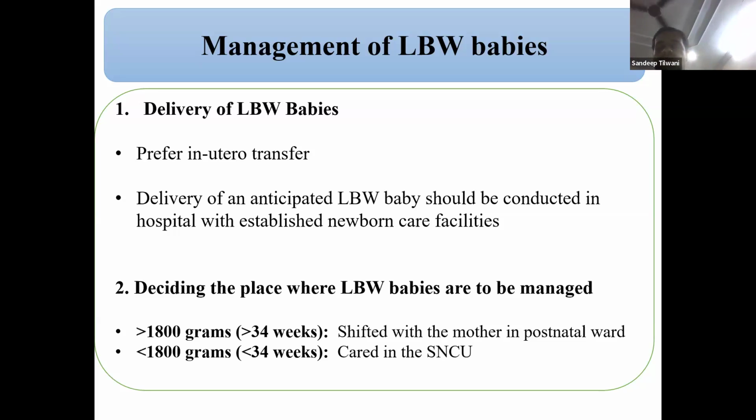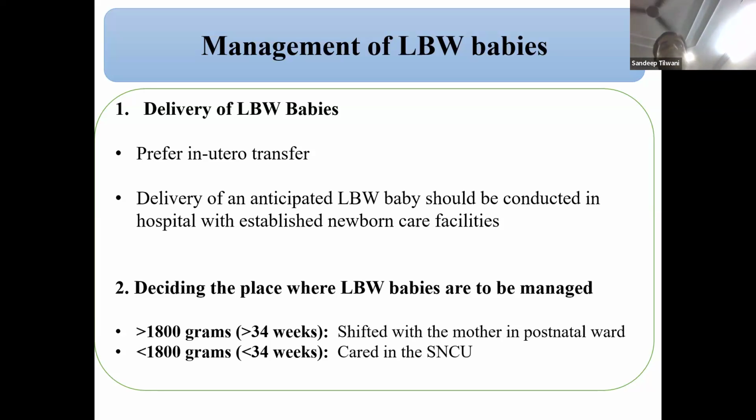If the baby is born in a PHC or in a small nursing home, by the time they shift the baby to a tertiary care center, the baby would already be compromised. So it is ideal that whenever you are anticipating a preterm delivery or a small for gestational age baby to get delivered, these babies should be transferred in utero. The best form of transfer is actually the in utero transfer.